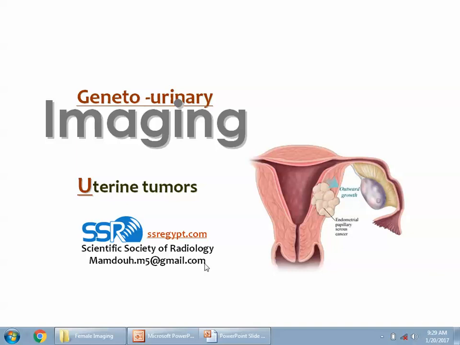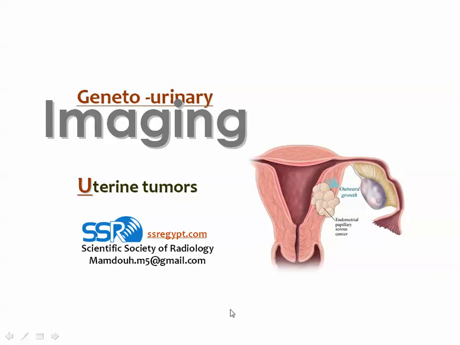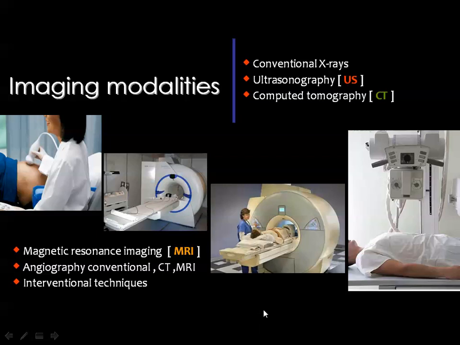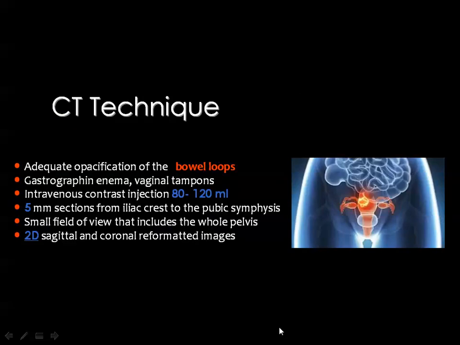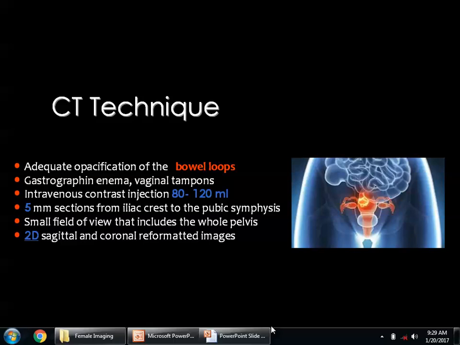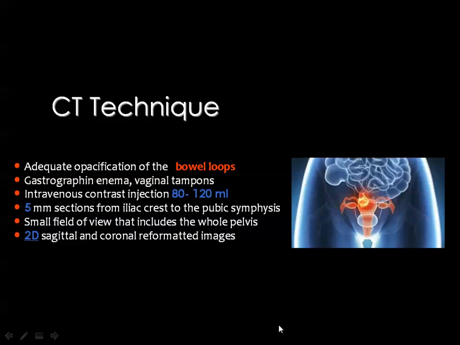Imaging of uterine masses, in particular the tumors. And you know that we have a lot of imaging modalities for the diagnosis, starting from the plain film, the ultrasound, of course, the CT and the MRI. Then our main concern will be in particular for MR imaging, but these are some of the facts that we should follow whenever we are going to have a CT scan of the pelvis.